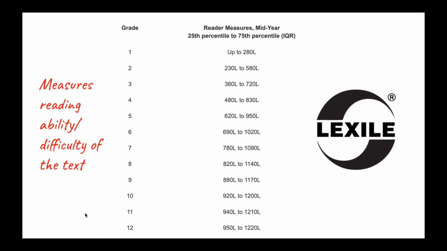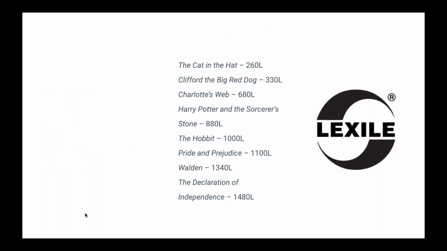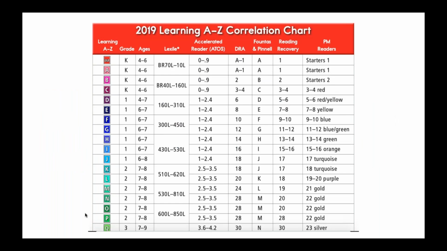Why do you want a reading level, whether it's Lexile or something else? Because this is how you're going to start measuring progress as you move along during the year and as you move along through elementary school, through junior high school. This is how you're going to measure progress in reading. Lexile level, for example, the Cat in the Hat is a level 260, Declaration of Independence difficult at 1480.